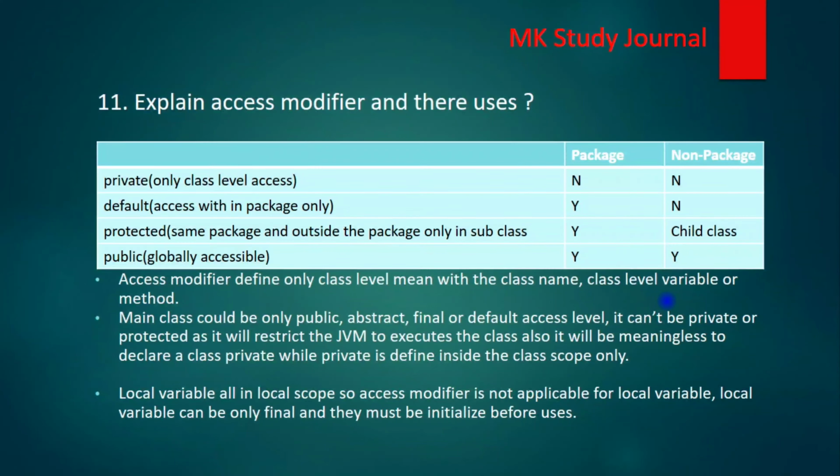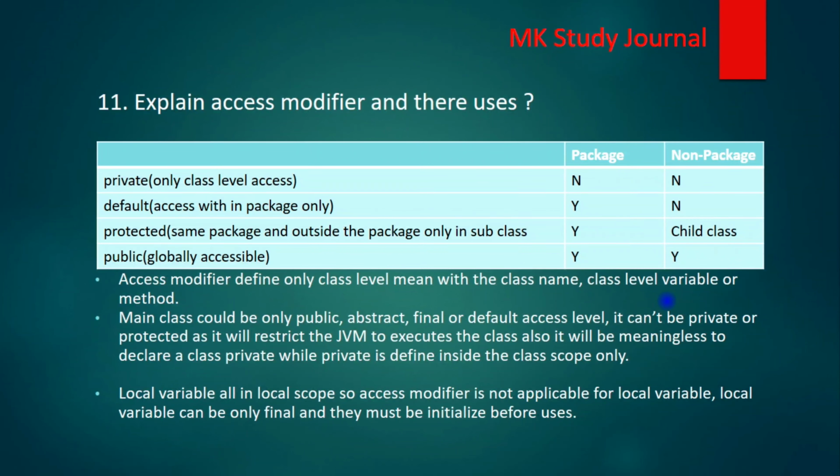The second point is that the main class could be only public, abstract, final, or default access level. But the main class could not be private or protected, because as we know, private and protected are more restrictive, within the class only. So if we declare a main class as private or protected, then the JVM will not be able to execute the main class. It would be meaningless to declare private or protected for the main class.